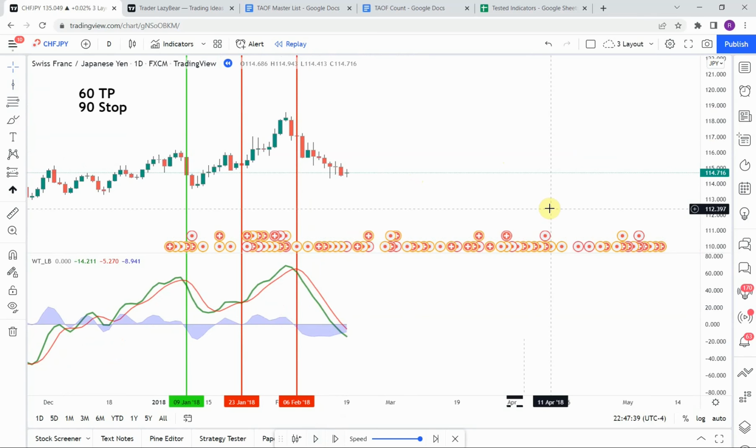All right, so we get another signal, and this is again another short. We get that cross right here on this candle, a nice push to the downside, which does come down and get us to our take profit. Let's go ahead and continue on.